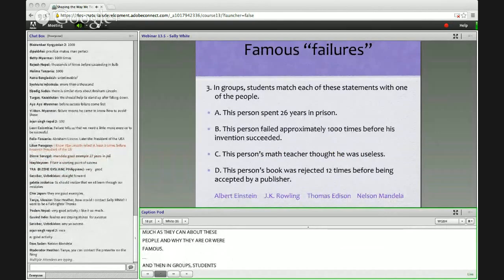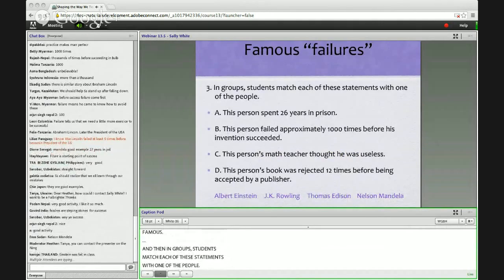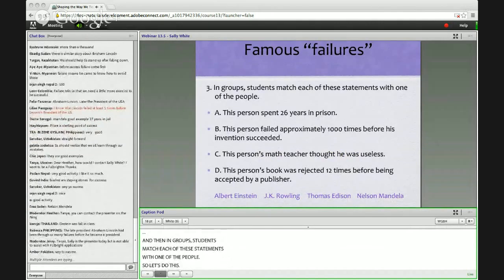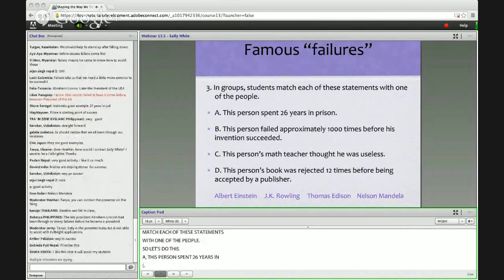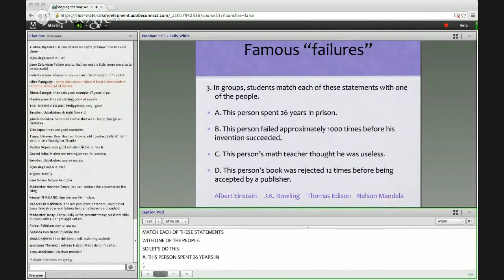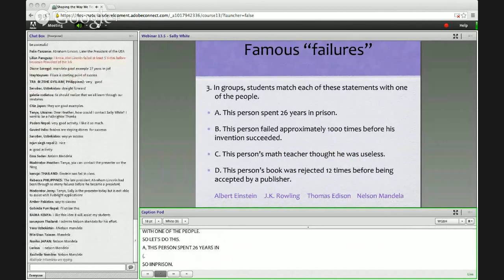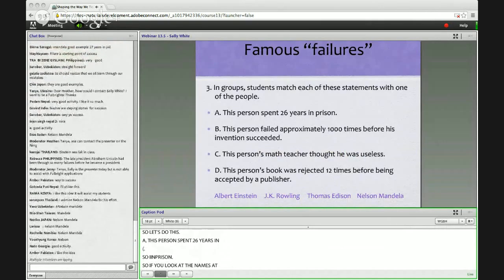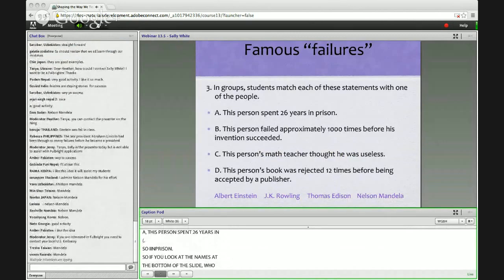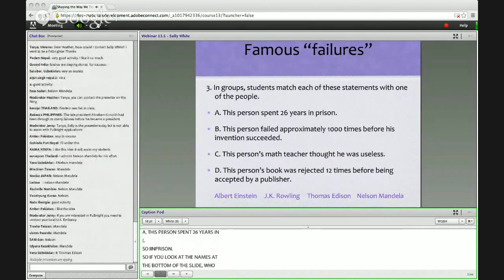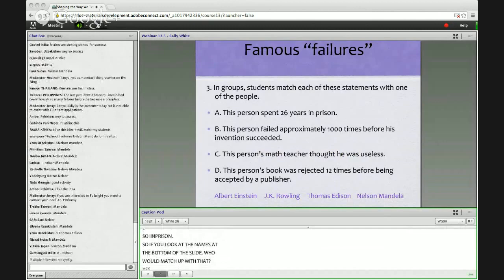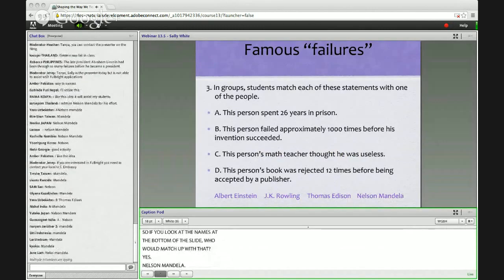So let's do this. A, this person spent 26 years in prison. So if you look at the names at the bottom of the slide, who would match up with that? Yes, Yana, Nelson Mandela. Yes, a lot of people recognize Nelson Mandela was the person who spent 26 years in prison.